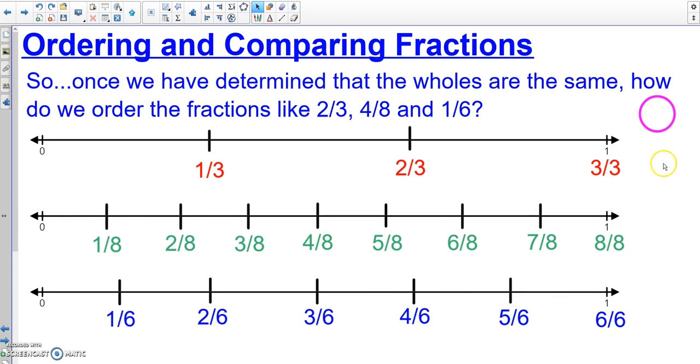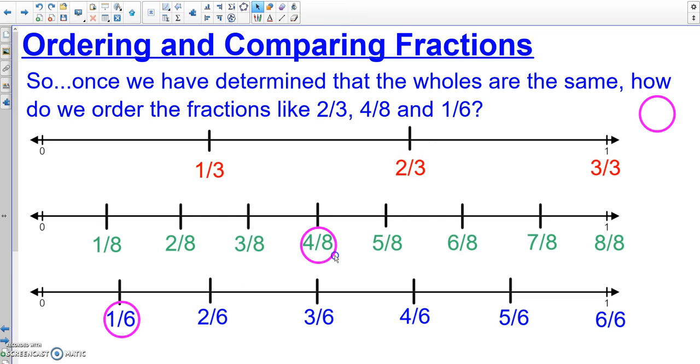Now I can find 2/3, 4/8, and 1/6. And I can go ahead and order them. I can see that in ascending order, 1/6 is first, 4/8 is second, and 2/3 is last. Or in descending order, 2/3 would come first, 4/8 second, and 1/6 would be last.